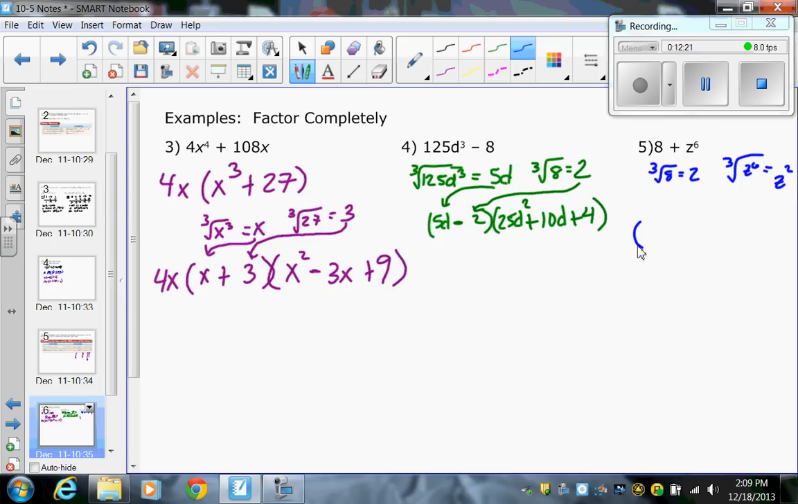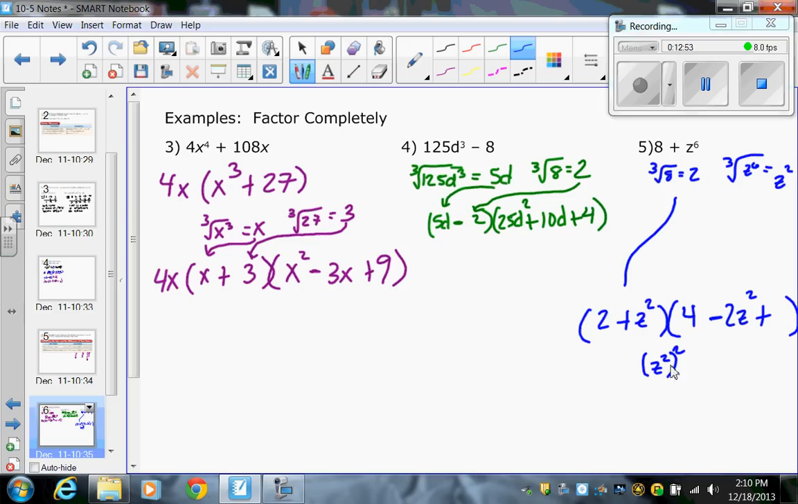So when I set up my parentheses, I'm going to move this down so I have a little bit more room. The sign here is a positive, so the first one's going to be a positive. Opposite, always positive. So first term is 2. The second term is z squared. 2 squared is 4. 2 times z squared is 2z squared. And z squared squared would be z to the 4th.